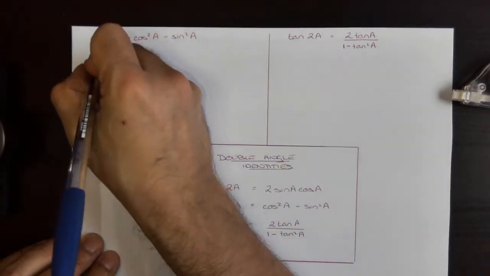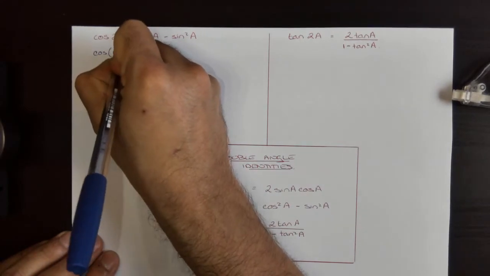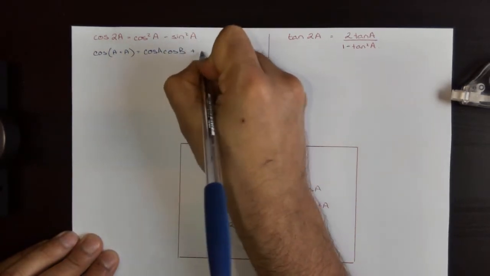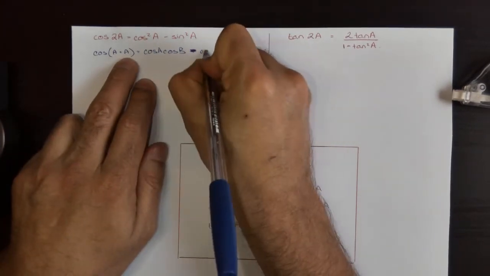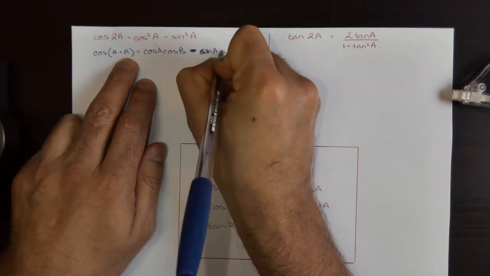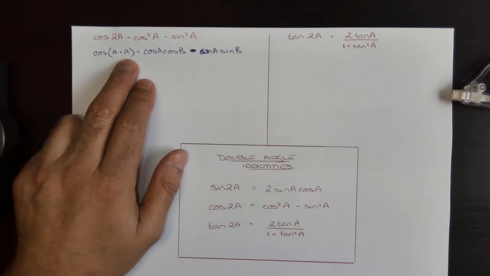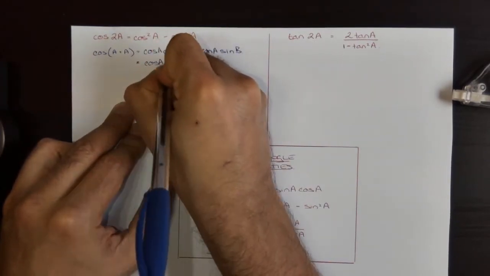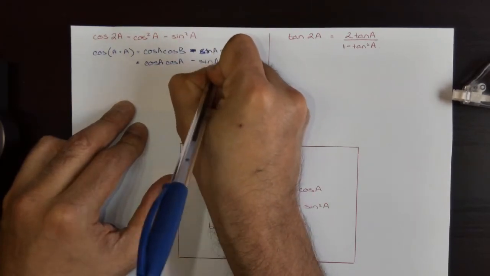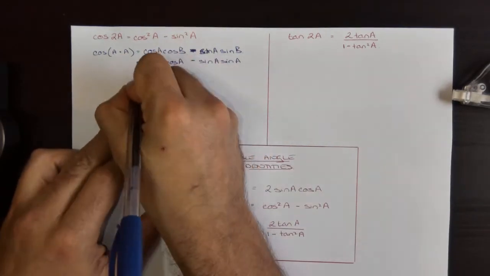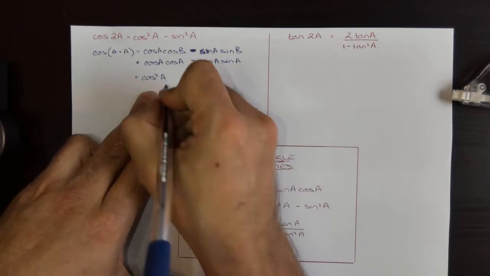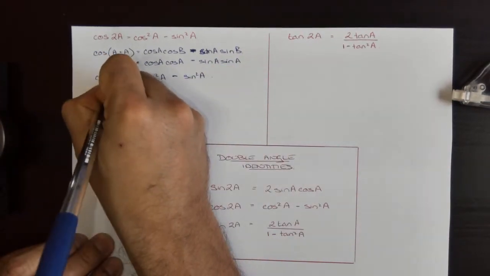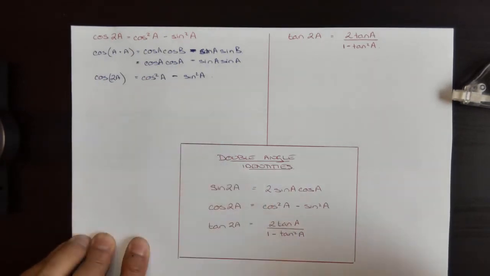Same thing if we have cos of 2A, that's the same as saying cos of A plus A. The sum and differences of angles formula is cos A cos B, and I'm going to change the sign, minus sine A sine B. But in this case, there's no B because B is technically A. So cos A times cos A is cos squared A, minus sine squared A. So cos of doubling the angle is cos squared A minus sine squared A.